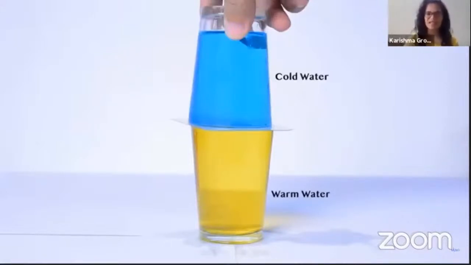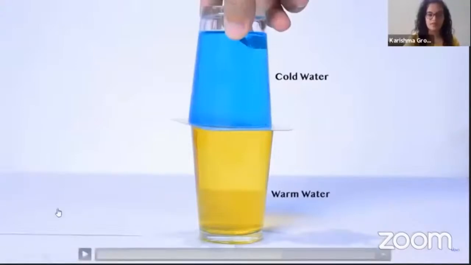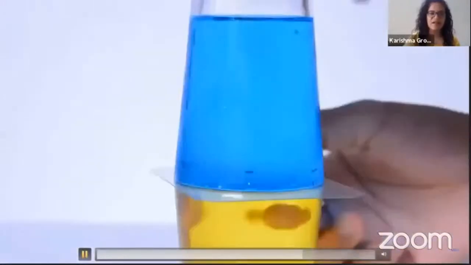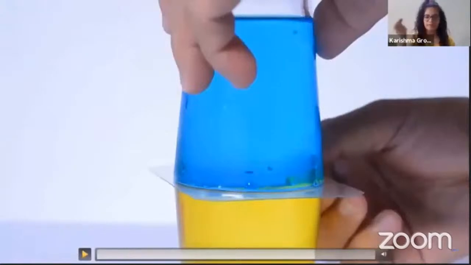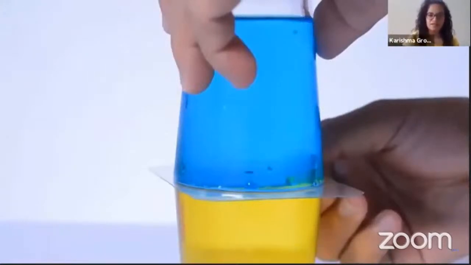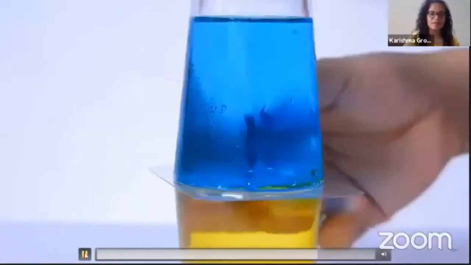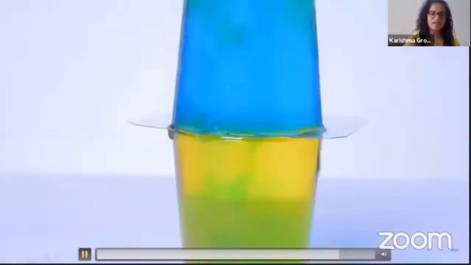Even though the warm water is down and the cold water is up, if you cannot pull it off on your own, please take help. We don't want you to hurt yourselves. Let's place it properly and start pulling it off slowly and steadily, with steady hands. Do not shift the glass a lot so that the water falls down. Very slowly start pulling it off.